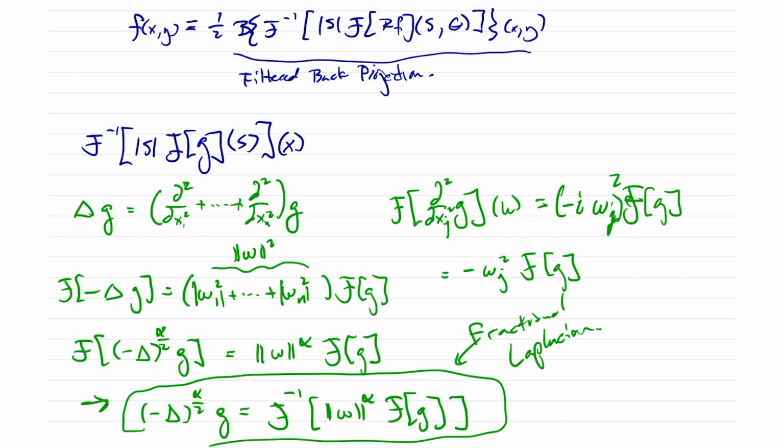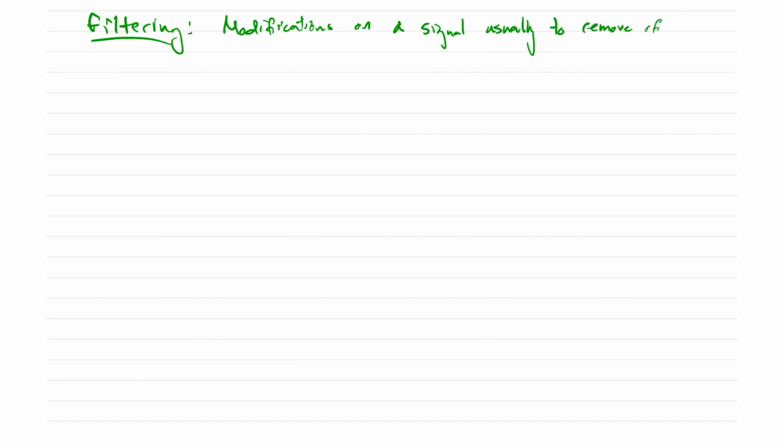Now, what is filtering? Basically, on a high level, it's modifications on a signal, usually to remove or filter unwanted features, such as noise.